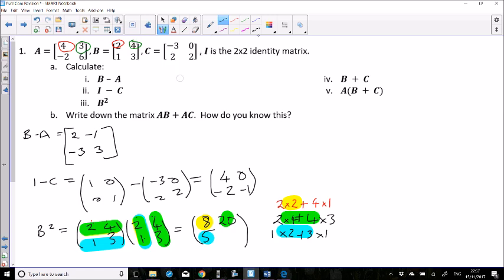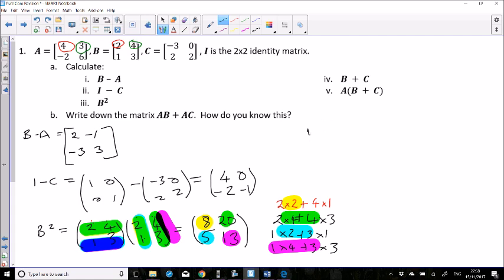And finally, down to the bottom right. Now that's in row 2, column 2. Oh, that's made it a little bit dark, so I can't see that. Okay, so it's going to be that column there, column 2. So we've got 1 times 4 plus 3 times 3. So 4 plus 9, 13. So our final answer, if you can see it through all the highlighting, is 8, 20, 5, 13.